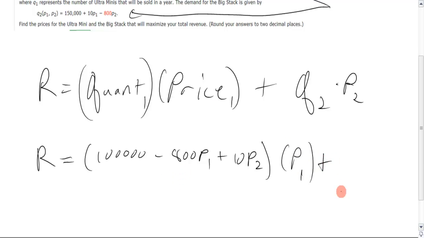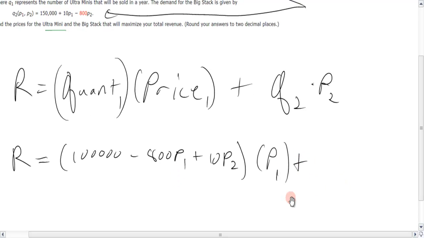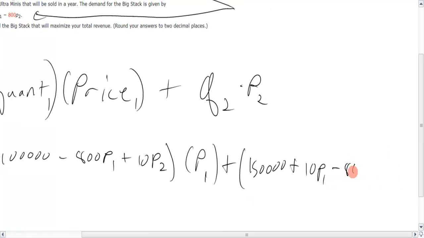So now we need to add that to the quantity of the second item, and now the pattern just follows. It's the second equation, 150,000, times 10 times P1, minus 800 times P2. This whole thing right here represents the quantity of the second item. So now we need to multiply it by the price of the second item. And there's our equation, there's our setup.